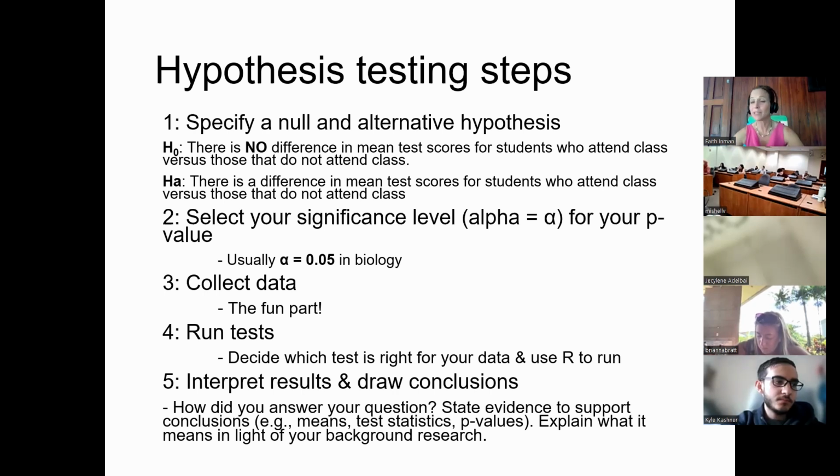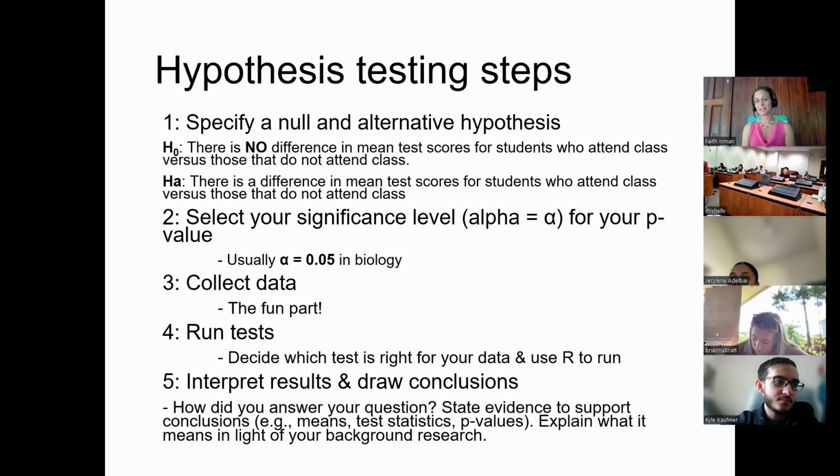Let's say you did some research and you found somebody else's study that said students that attend class get higher test scores. And you thought, I wonder if that's true for my class. So you took a sample of students from your class, you recorded their attendance, and you recorded their test scores. They decided to share that with you, even though it's private information. Maybe they did it anonymously.